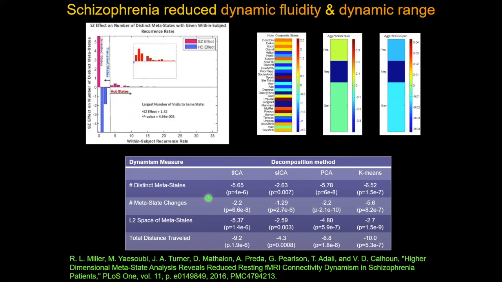And you can compute other more interesting metrics. Here's another one that Robin Miller developed called the concept of a hub state, which is the state that, essentially, when you enter that state, you tend to not leave it. It's sort of like a sticky type state. And she showed that occupancy in hub states was correlated with negative symptoms in the context of schizophrenia patients.